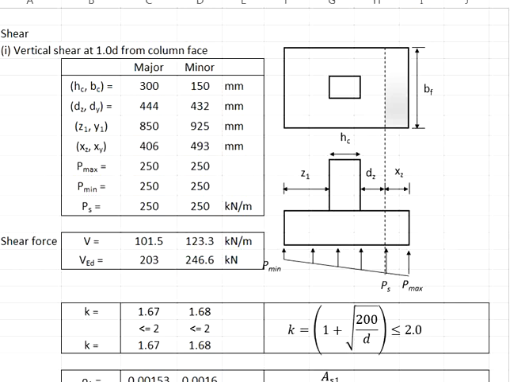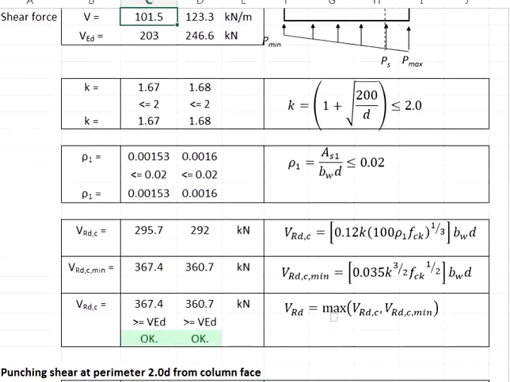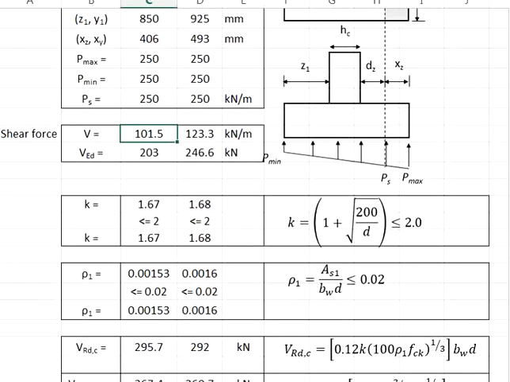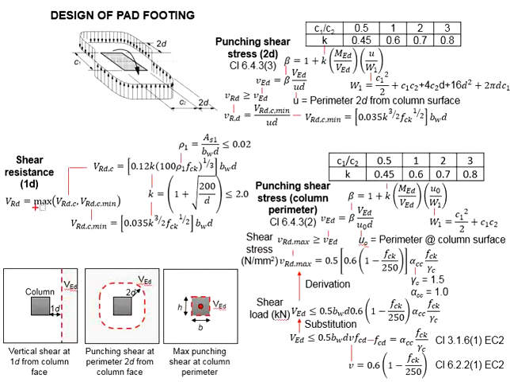If you find difficulty in identifying the more critical side, you can always do the calculations for both axes. Then you check the shear resistance in both axes to confirm if the shear resistance is sufficient. Let us proceed with the calculations. Now that we have obtained the shear force, this shear force is later to be compared with the shear resistance. The shear resistance will need to be greater than the shear force to prevent shear failure at the plane of 1D from the column face.